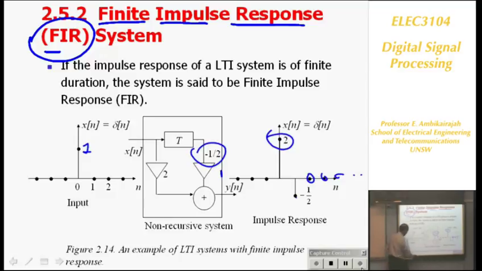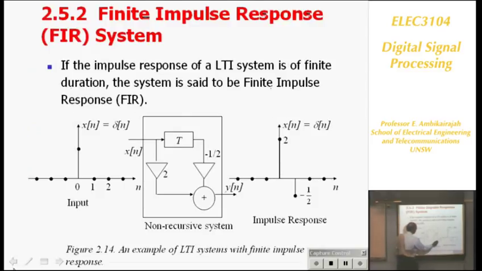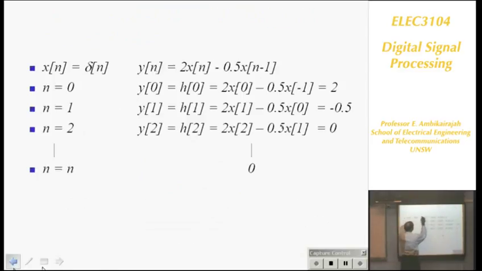So how do you show this? Let me start to write the equation. What is Yn? Yn is equal to xn multiplied by 2 plus xn minus 1 multiplied by minus half, added together. So go in here, the equation, Yn is equal to that.